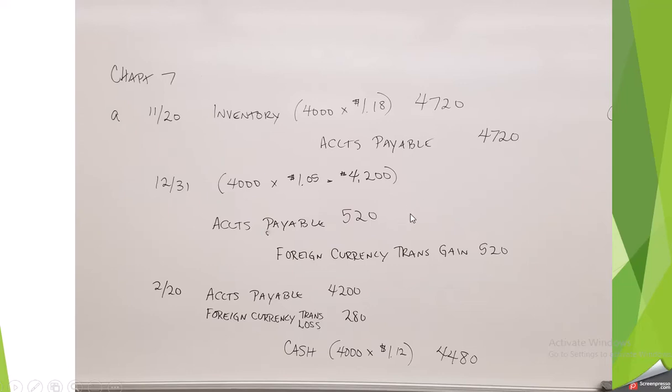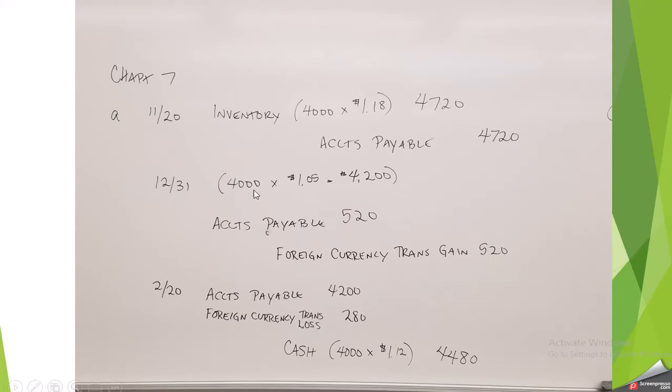Then GAAP requires us at the end of the year to make sure our liabilities are fairly stated. So then we look at that accounts receivable and say, okay, is it still really 4,720 US dollars? No, the exchange rate has changed. So the US dollar has gone down. So now it is $1.05 to get 1 Swiss franc. So then now our liability is actually less because, again, it takes less US dollars to buy the Swiss franc.